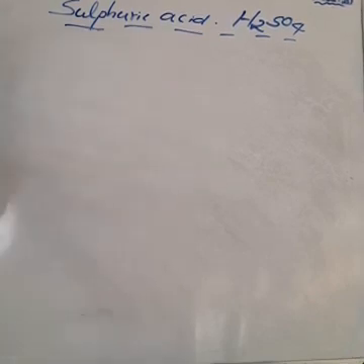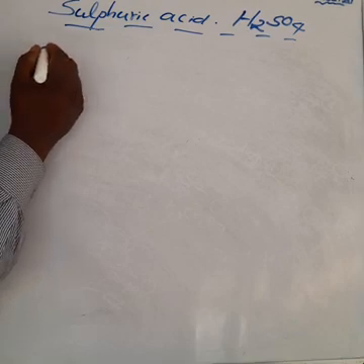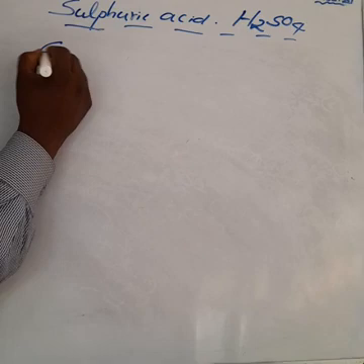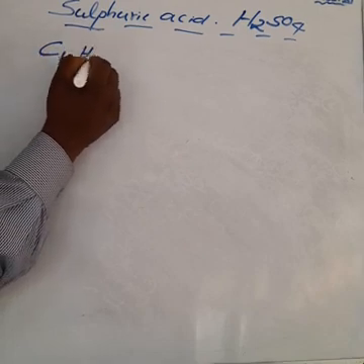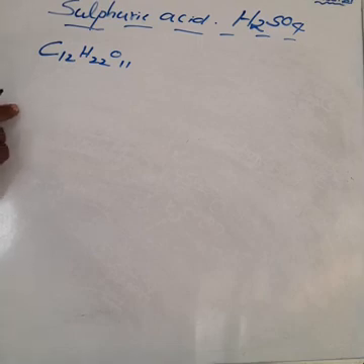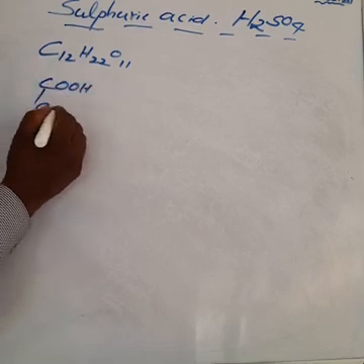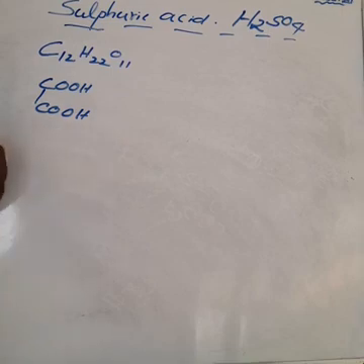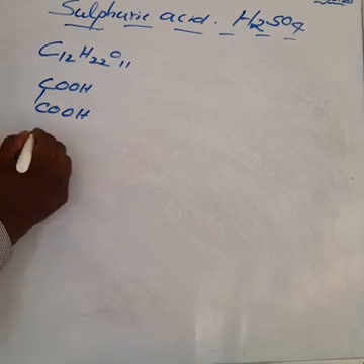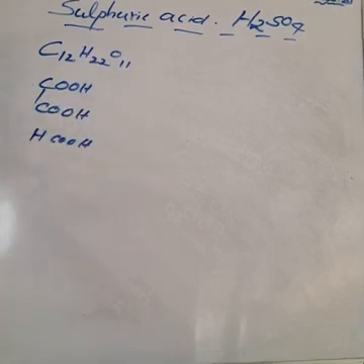I am taking some organic compounds here. Sugar, which means sucrose. What is the formula of sucrose? C12H22O11. And another one I am taking, oxalic acid. Oxalic acid formula, COOH. And formic acid, HCOOH. Sorry, these are the three organic compounds I am taking.